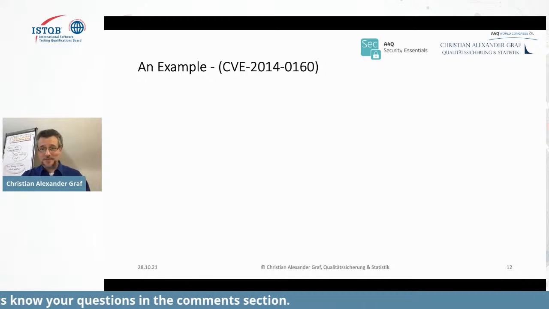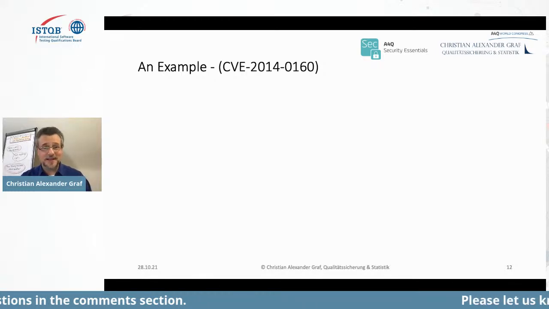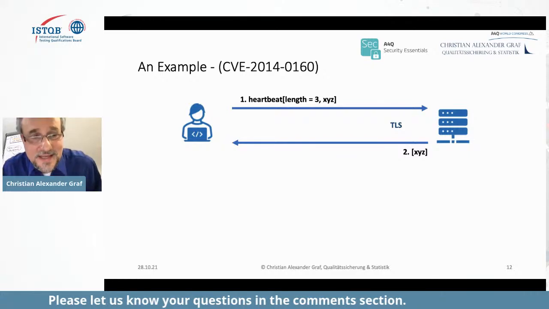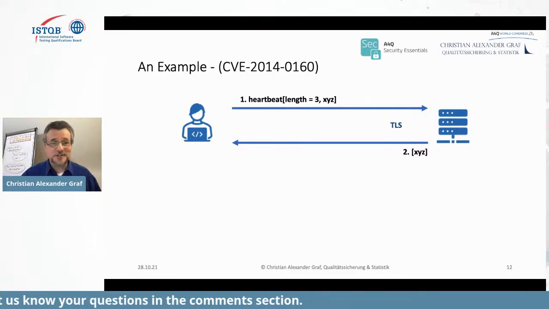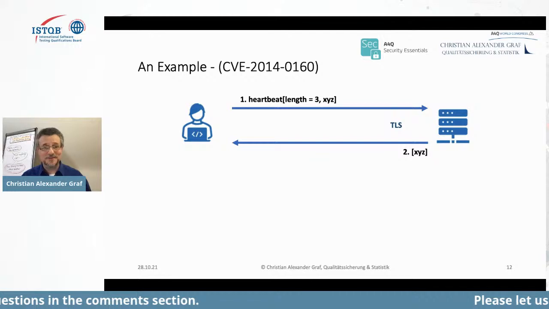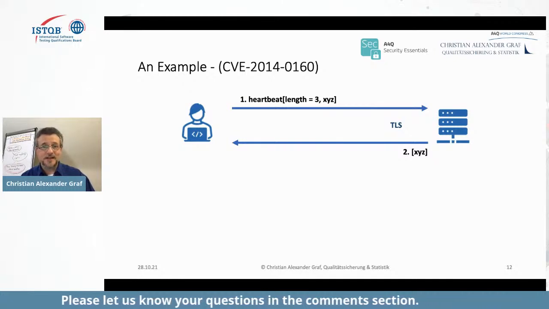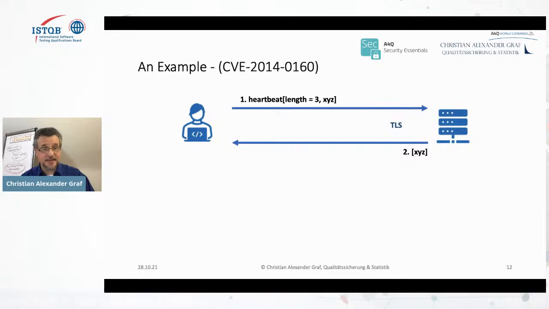So to close my talk, let's do an example, and we choose a rather well-known and classic vulnerability, namely the Heartbleed bug. The TLS protocol actually uses a keep-alive or check pattern, which is called Heartbeat. And the idea of Heartbeat is that you send a package to a server via the TLS protocol, and your package contains a length field that says how big your payload is.